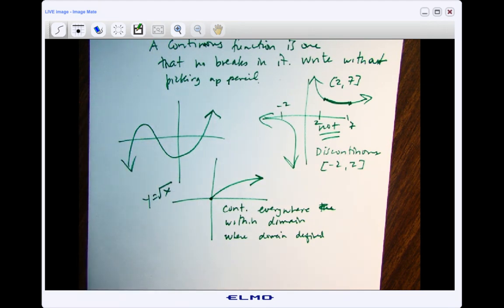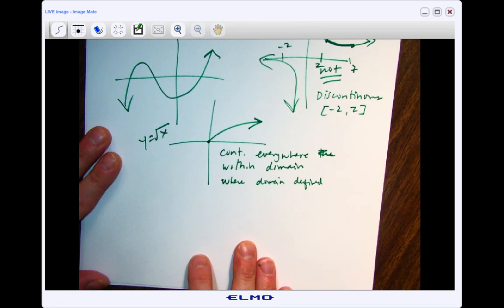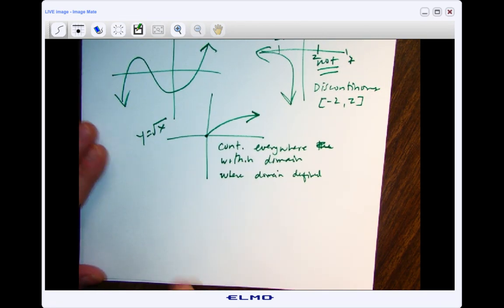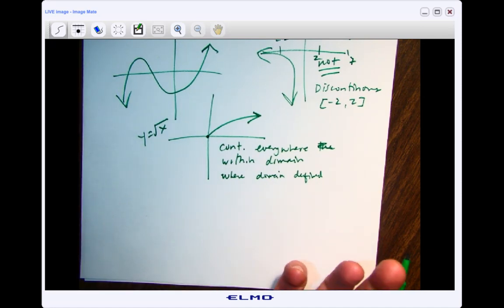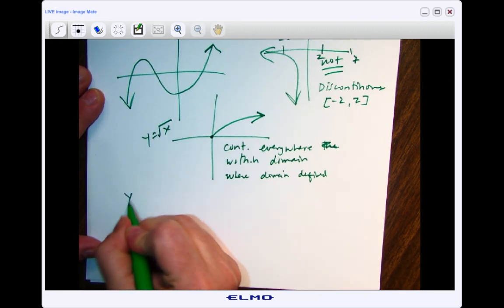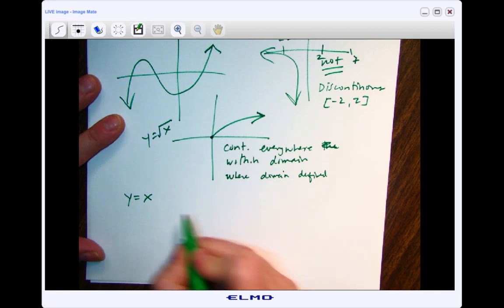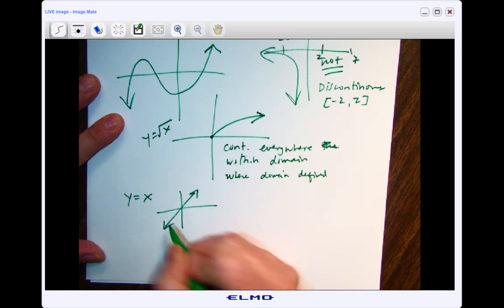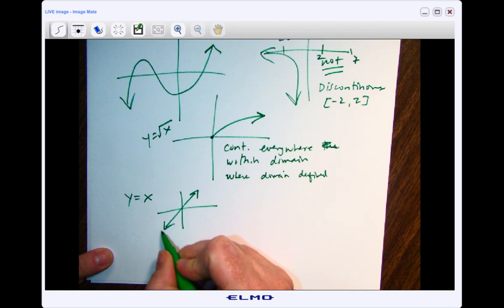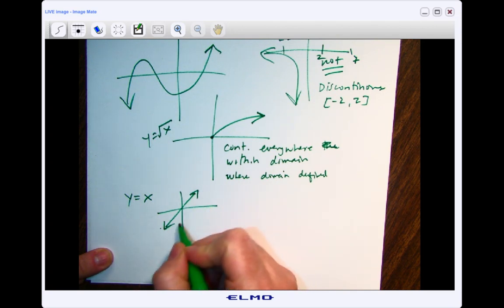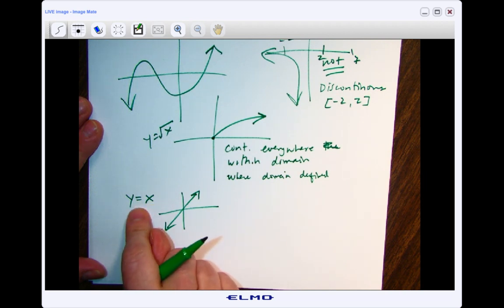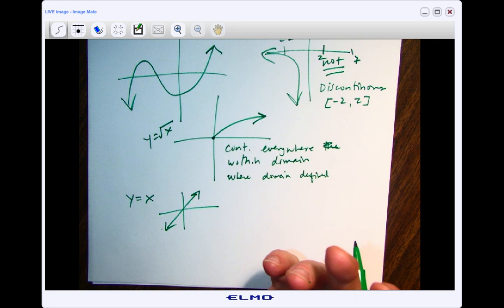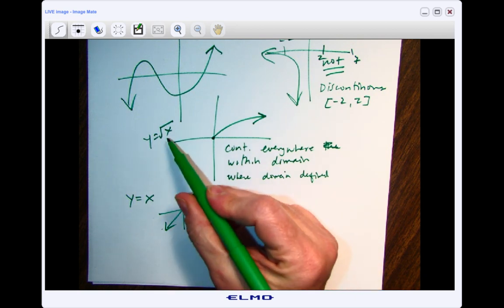Before we talk about a couple of different kinds of discontinuity in a second, let's just talk about continuous for a second. Let's think about some graphs that would be continuous, and we know a lot of those. Something like y equals x is a picture of a line. Linear functions are continuous because there's no domain restriction. A domain restriction would be something that causes it to be discontinuous, just like this one, which has a domain restriction.